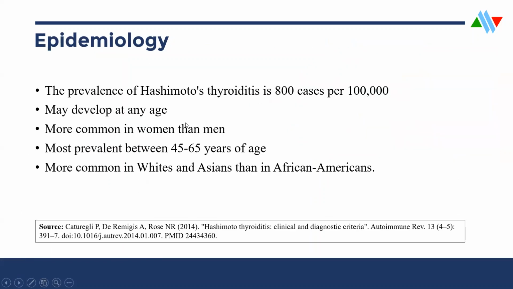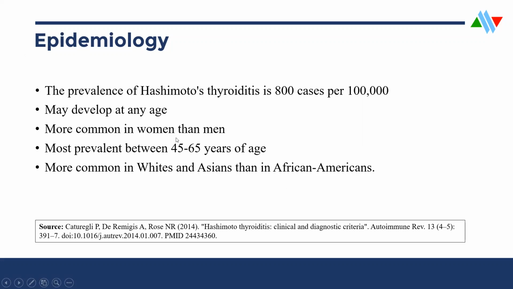So in terms of who is affected, there is not much difference between it and Graves' disease. We still know that it can affect people at any age. However, this one is a bit more prevalent in an older age group, as opposed to Graves'. Graves' is very prevalent between 20 and 40 years. This one is prevalent above 40 years, so 45 to 65 years of age, more common in women than men. That is the same feature we saw also in Graves' disease. But more importantly, it's also more common in whites and Asians than in African Americans, or basically Africans.